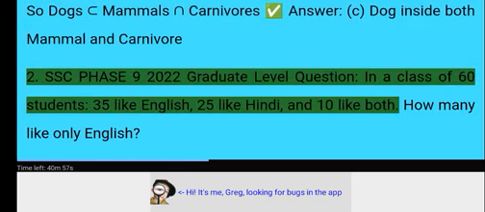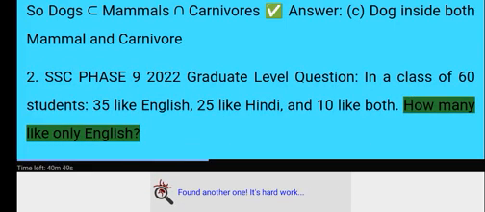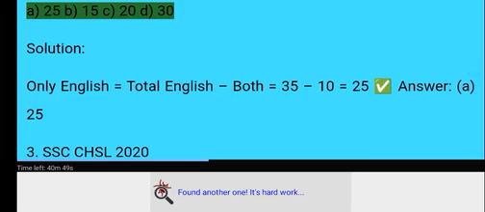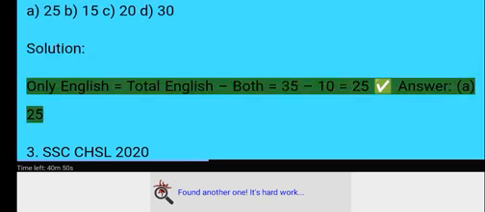2. SSC Phase 9 2022 graduate level question. In a class of 60 students, 35 like English, 25 like Hindi, and 10 like both. How many like only English? A. 25, B. 15, C. 20, D. 30. Solution: only English equals total English minus both, which is 35 minus 10 equals 25. Answer: A. 25.